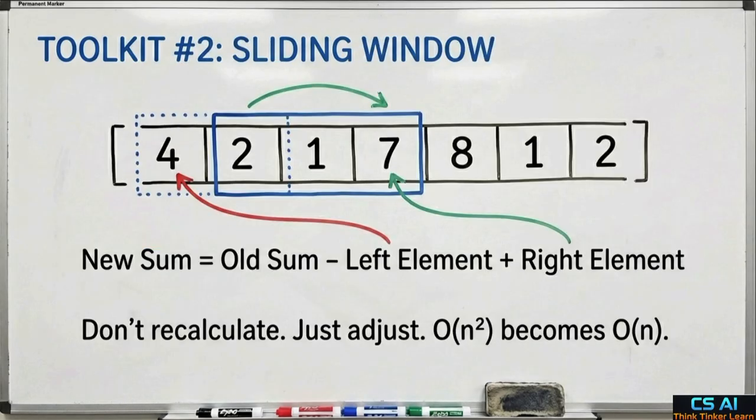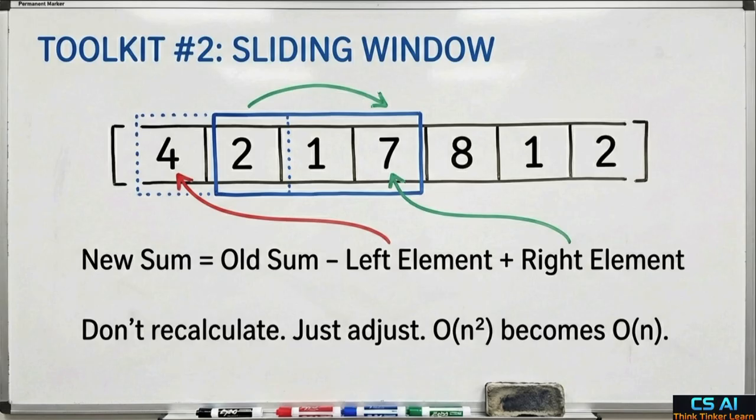Our second tool is another brilliant way to avoid nested loops. It's called the sliding window technique. Imagine you need to find the maximum sum of any contiguous subarray of size 4. The naive O(n²) approach would be to recalculate the sum for every single possible window. That's a lot of repeated work.